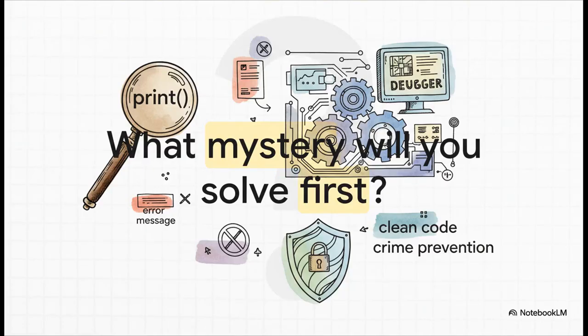So now you have the detective's toolkit. You know how to read the clues in an error message, you've got your magnifying glass with the print statement, you can bring in the forensics lab with a debugger, and you know how to practice crime prevention with clean code. The only question left is, what mystery are you going to solve first?